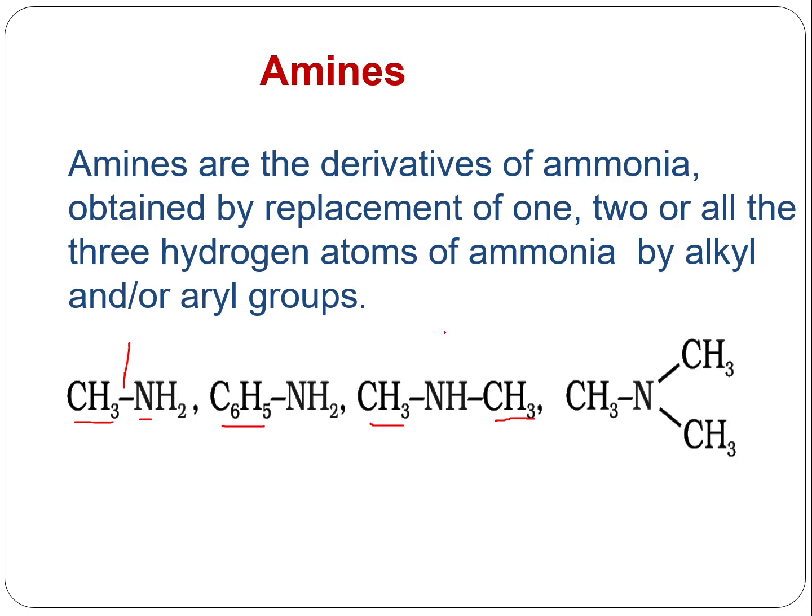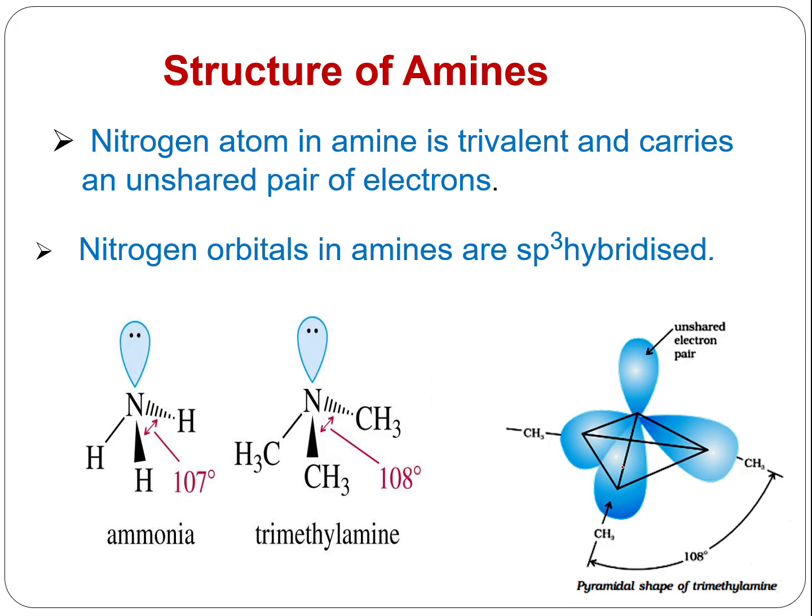Okay, so in the case of ammonia, it is NH3 and the hydrogens of NH3 are being substituted by the methyl groups, that is alkyl groups or aryl groups. All the three hydrogens also can be substituted, and such types of compounds are also formed. So such compounds in which one, two or all the three hydrogens of ammonia are replaced by alkyl or aryl groups are called amines.